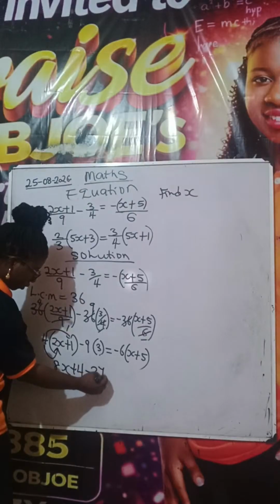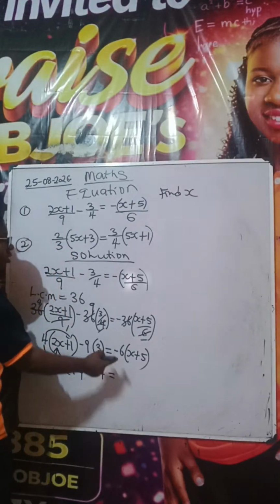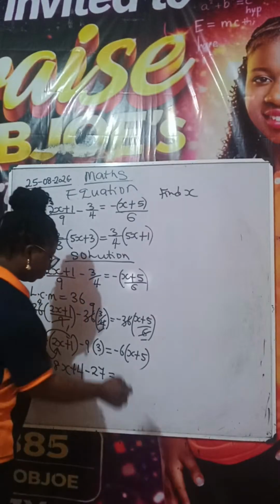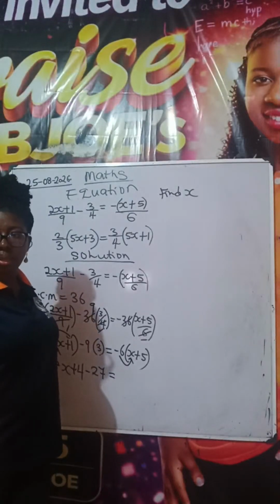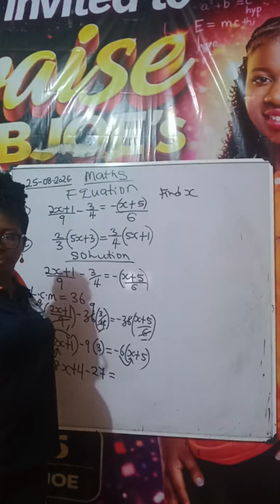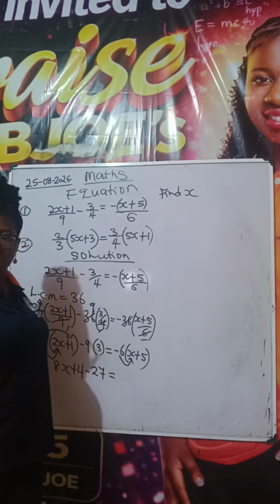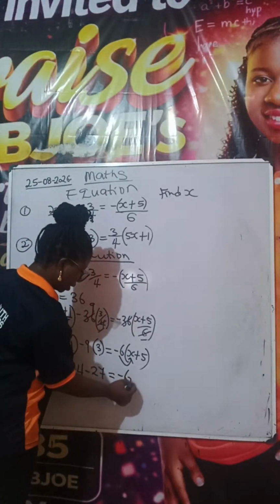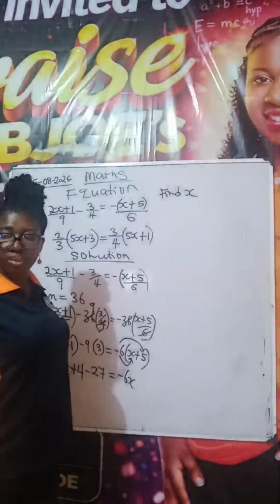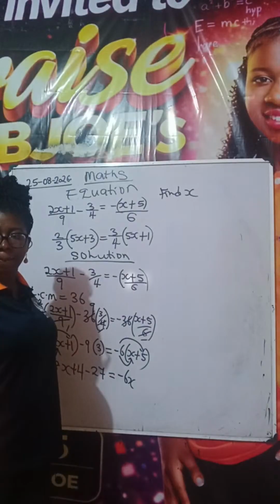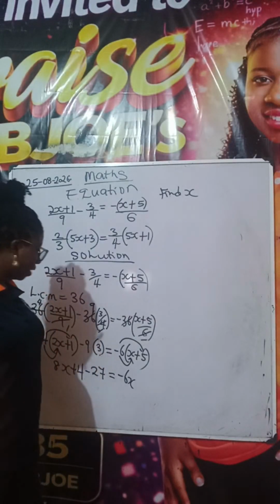Thank you very much, everyone. Then this one, minus 6, will go and multiply. That will be minus 6 times x. So we have minus 6x. And minus 6 times 5 will give us how many? So we have minus 30.